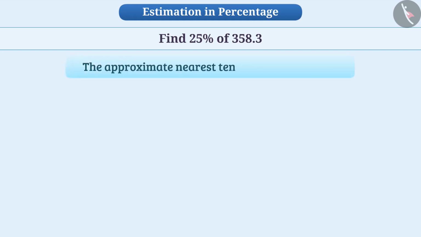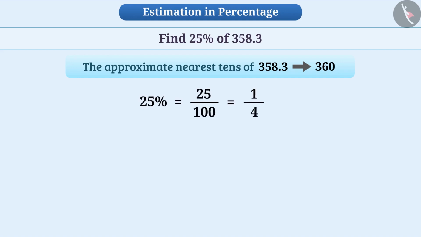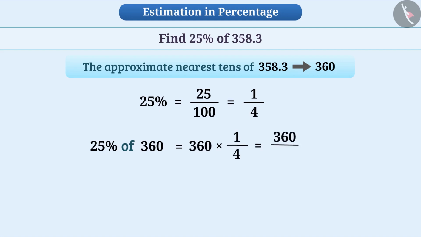Now, can you find 25% of 358.3? Stop the video and try to find out. Let me tell you, the approximate nearest tens of 358.3 is 360. 25% means 25 by 100, that is 1 by 4. In this way, 25% of 360 means the fourth part of 360, that is 360 divided by 4, that is 90.